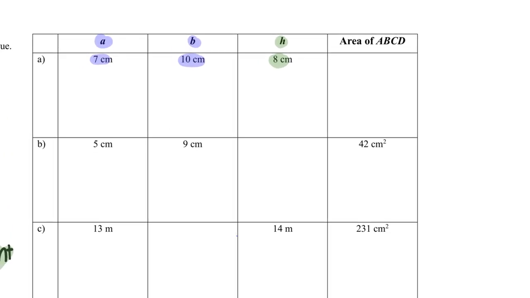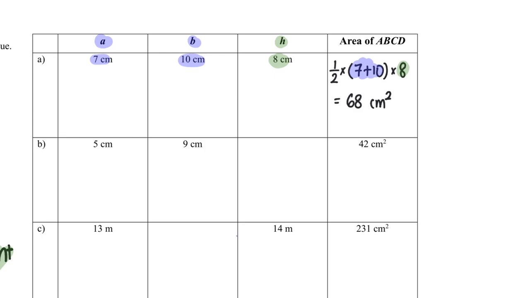So for part A, it will be half times 7 plus 10 times 8, where the sum of the parallel sides is 7 and 10, and 8 is my height. This then will give me a value of 68 cm square.